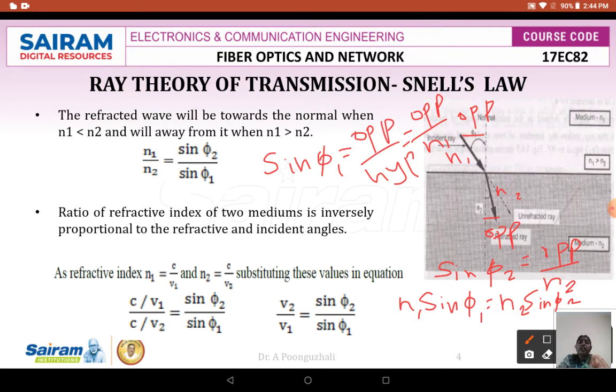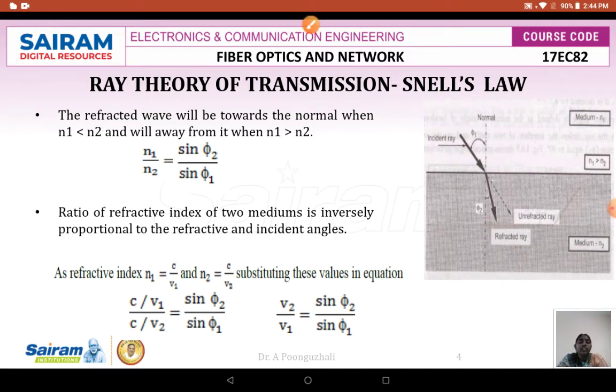So now for your refractive index n1, we will substitute the value c by v1, and for n2 we will substitute the value c by v2. So when I substitute these values in the above equation, it is going to be c by v1 by c by v2 is equal to sin phi 2 by sin phi 1. So if c gets cancelled, it is your v2 by v1 is equivalent to sin phi 2 by sin phi 1. So here in this case, this is the velocity of your medium. So the ratio of the velocity of the second medium to the velocity in your first medium is equivalent to sin phi 2 by sin phi 1.